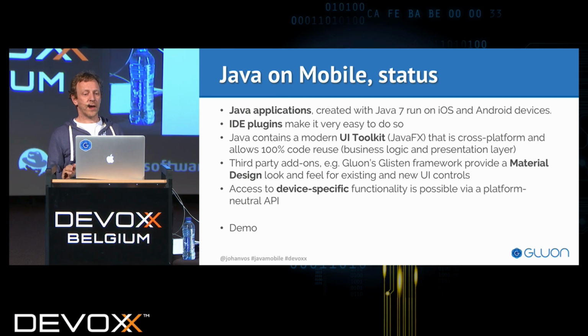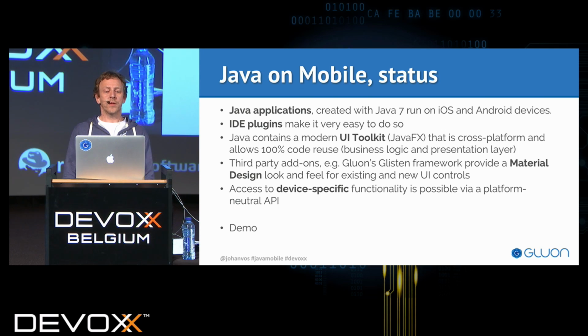So today, Java applications that are created with Java 7 can run on iOS and Android devices. And we have IDE plugins that make it very easy to do this. Java also contains a modern UI toolkit, which is JavaFX. And it's cross-platform. It works on iOS and Android. And it allows for 100% code reuse. So not only the business logic, but also the UI components of your application can be shared across desktop, Android, iOS.